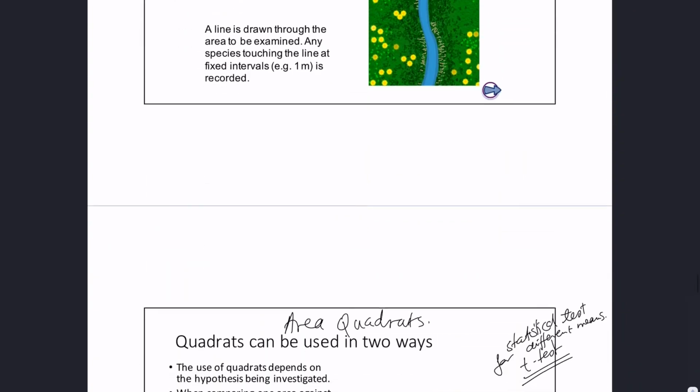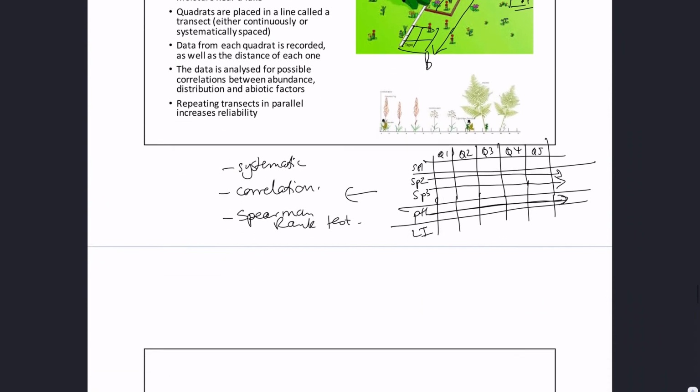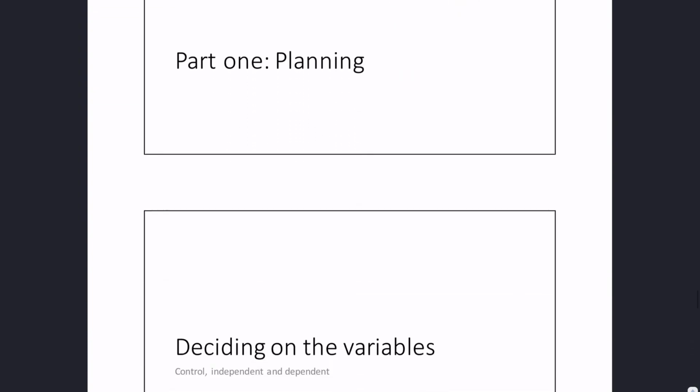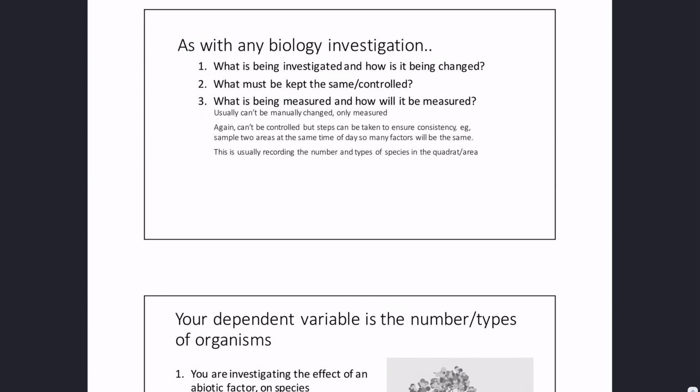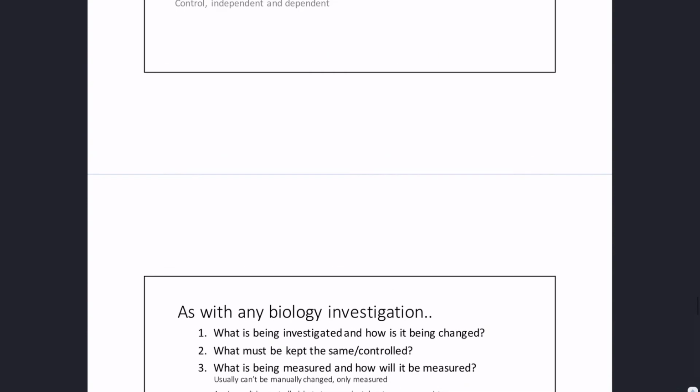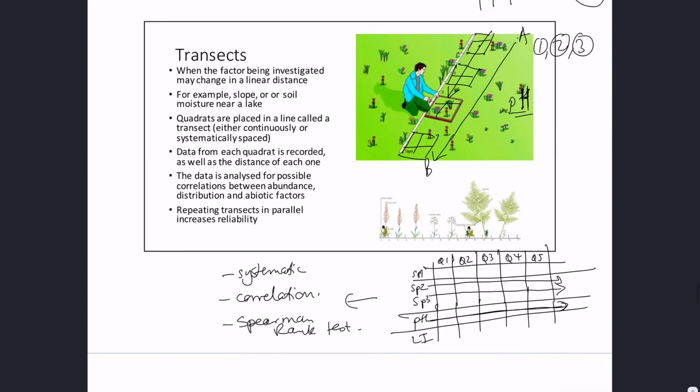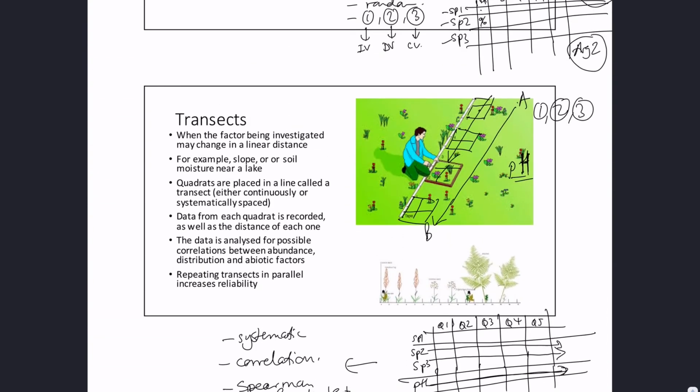Okay, so that is ecological sampling. The slides go on to discuss the finer points about how we plan the investigation, but I've just discussed the key components with you. That brings us to the end of section 5.1. Section 5.2 is about energy in the ecosystem: how does energy get into the ecosystem and how does it move through the organisms in that ecosystem?